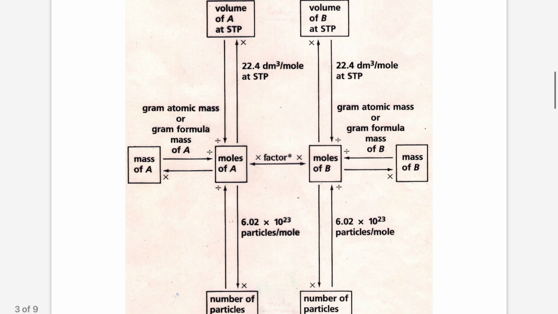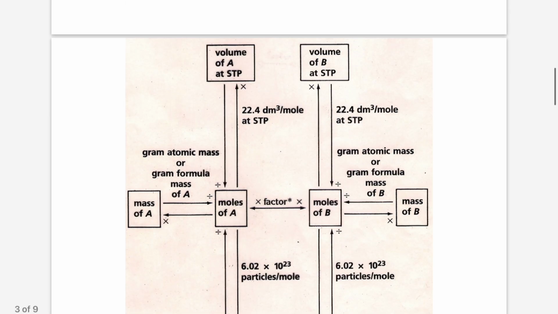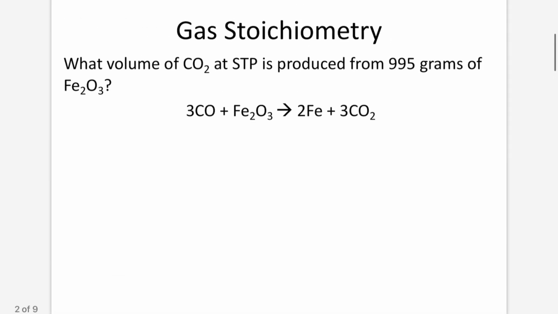Now, if we look at our stoichiometry roadmap, we are starting with mass of the iron(III) oxide. We're going to need to go to moles of iron(III) oxide, which we can then go to moles of carbon dioxide. And then because they told us the gas was at STP, we can simply go from moles of carbon dioxide to volume. So we'll run this like we would a normal stoichiometry problem.